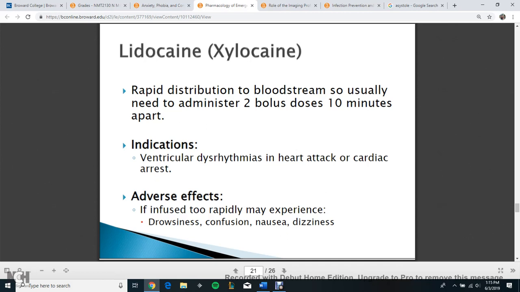Adverse effects: if infused too rapidly, may experience drowsiness, confusion, nausea, and dizziness.